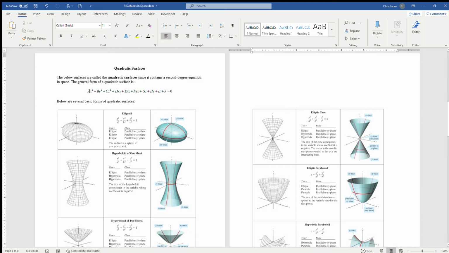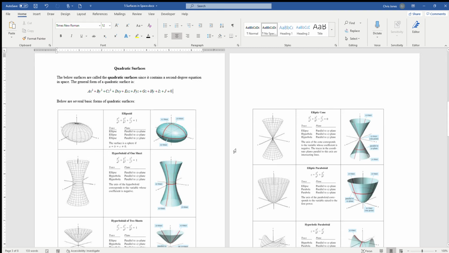identify what it is. You have 3 quadratics, a, b, c for x, y, and z. You have 3 cross terms, xy, xz, yz. You also have these linear terms, and then you have a constant j. And what that produces is one of the 6 following quadratic surfaces.